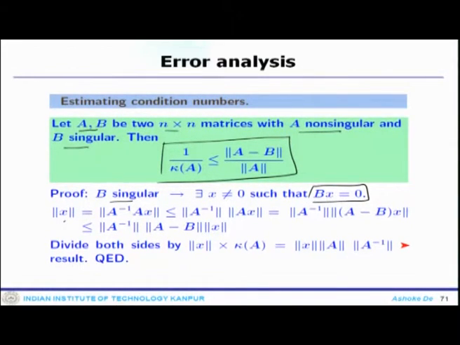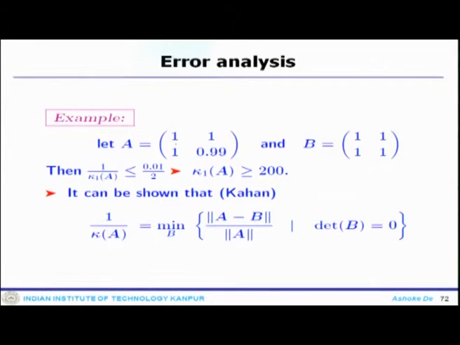Now, the norm of x is the norm of A inverse A x, which is less than or equal to the norm of A inverse times the norm of A x. So one can rewrite it in terms of the norm of A inverse and the norm of A minus B times delta x. If I write down that inequality, it is the norm of A inverse times the norm of A minus B delta x. If you divide both sides by the norm of x times the condition number, it gives you these results. So, that shows the proof for that.